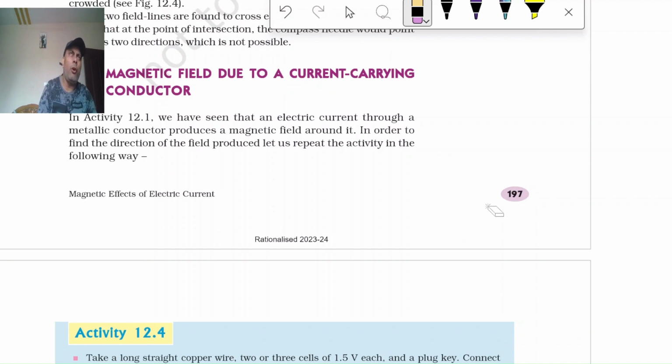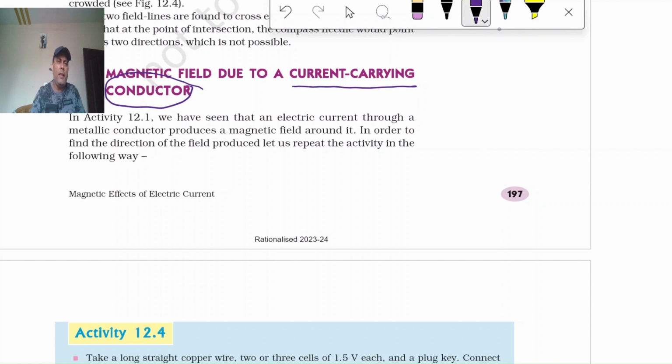So that is all we have talked about regarding the magnetic field. Now coming to the magnetic field due to a current carrying conductor. We all know a conductor carries current. So a current carrying conductor can produce a magnetic field, which we will discuss here. We have seen that the electric current through a metallic conductor produces a magnetic field around it. In order to find the direction of the field produced, let us repeat the activity and follow the way.